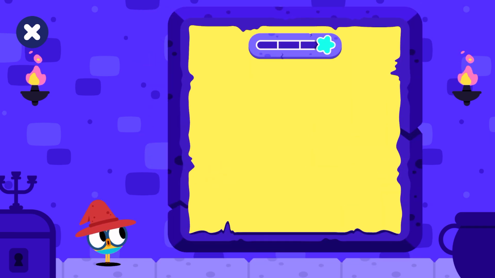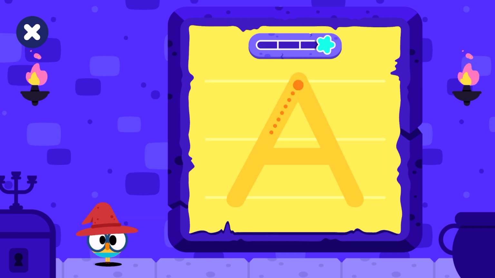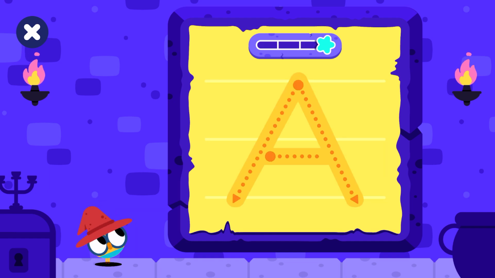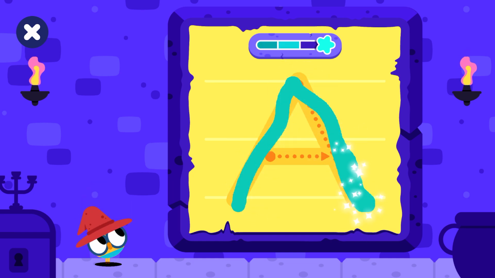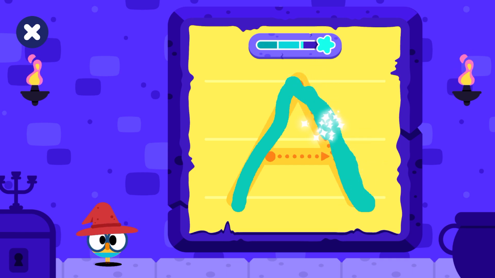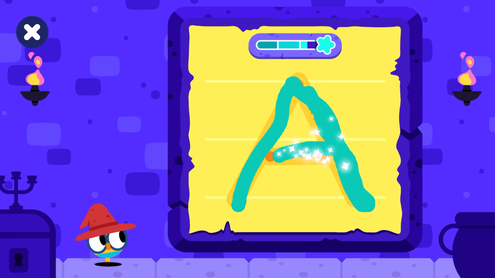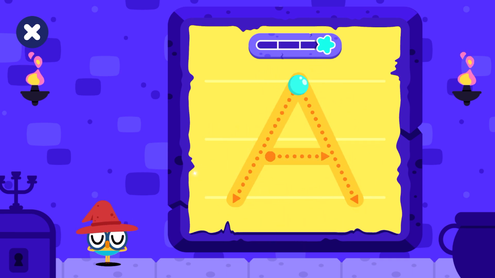Teach you about the letter A. Use the magic wand to trace the letter. Try again.